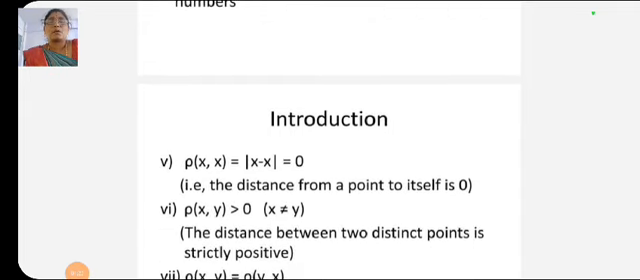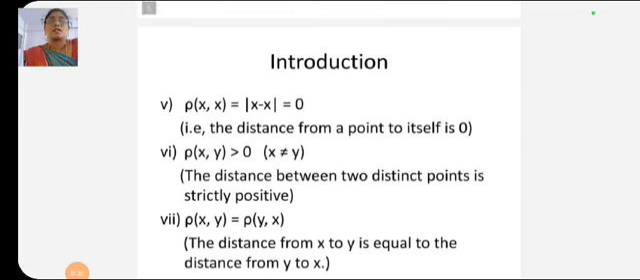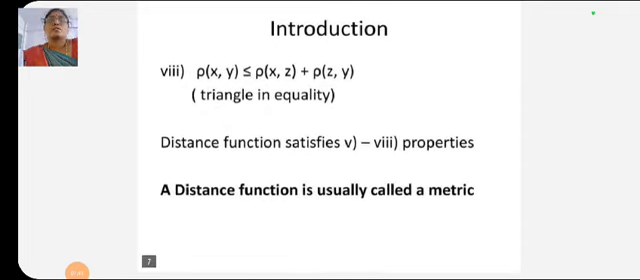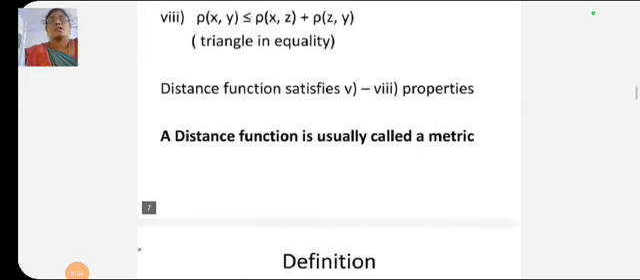Therefore, rho of x comma x equal to norm of x minus x equal to 0. This is the distance from the point to itself, so it is 0. The second one is rho of x comma y greater than 0 if x not equal to y. The distance between two distinct points is strictly positive, and rho of x comma y equal to rho of y comma x. The distance from x to y is equal to the distance from y to x. The last condition is the triangle inequality. Therefore, distance satisfies all the properties. So the distance function is usually called a metric.